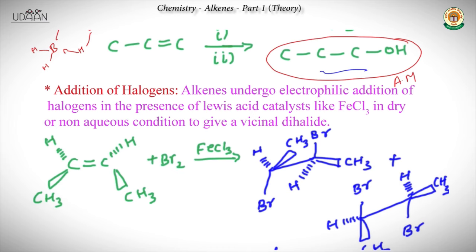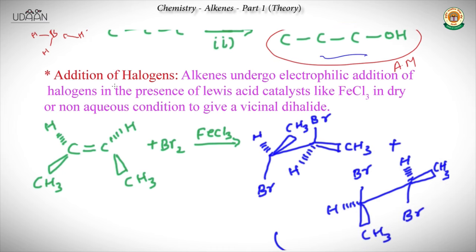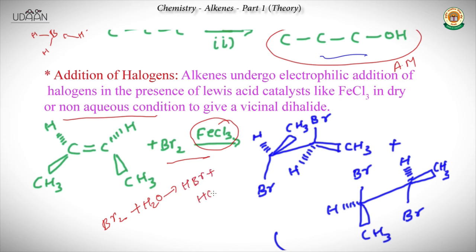Now the next part is addition of halogens to alkenes. In the example shown here, you add under non-aqueous conditions, that is like FeCl3. If you add water, what happens is OH will also attach itself? Yeah, because bromine gets disproportionated to give HBr and HOBr. Okay. You have Br plus, OH minus and Br minus.